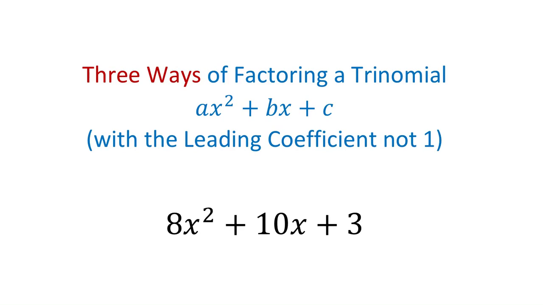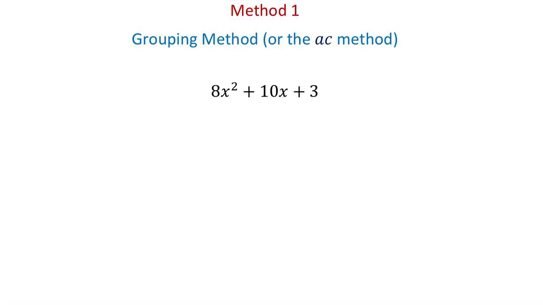In this video, we will talk about three ways of factoring a trinomial ax squared plus bx plus c with the leading coefficient not 1, and the example we will use will be 8x squared plus 10x plus 3. With the first method, we will use grouping, or sometimes called AC method.